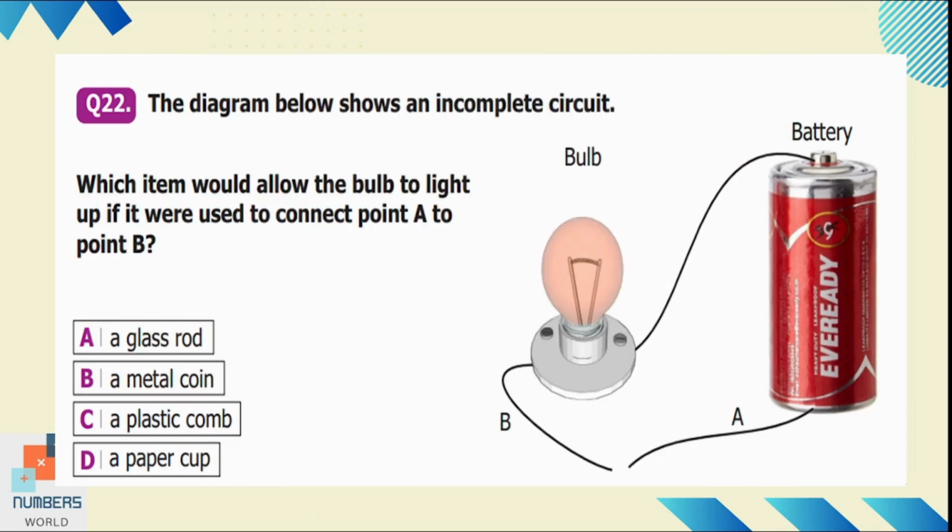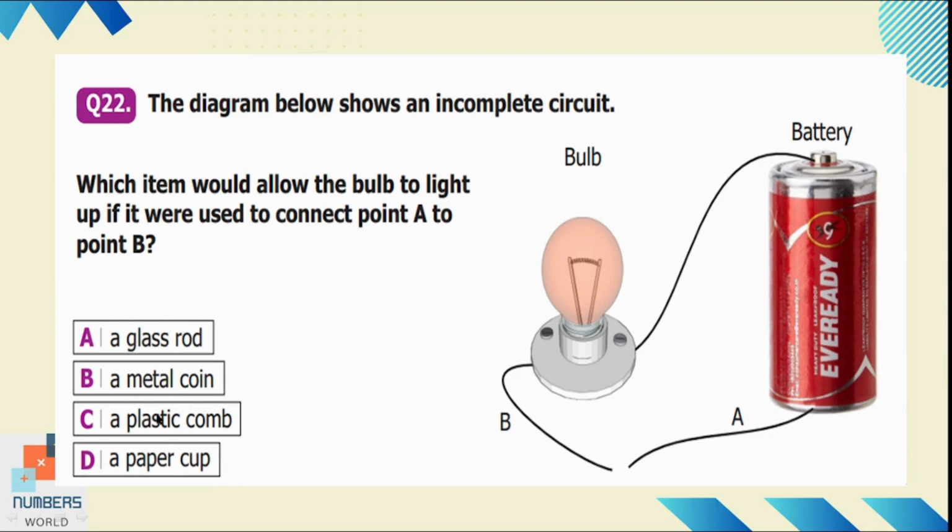Question number 22. The diagram below shows an incomplete circuit. Which item would allow the bulb to light up if it were used to connect point A to point B? Option A, glass rod. B, metal coin. C, plastic comb. Or D, a paper cup.